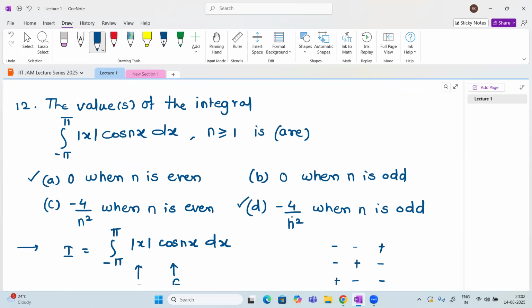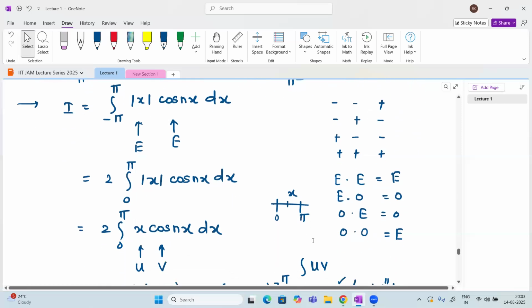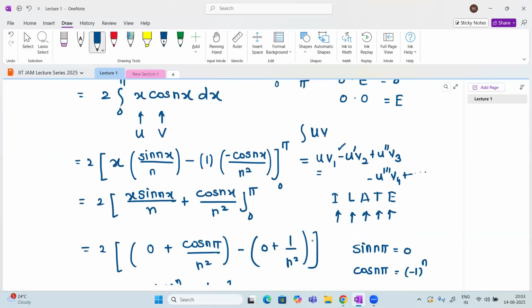Sir, please repeat in extent for ILATE. Okay. I stands for inverse trigonometric: sine inverse, cos inverse, tan inverse, sec inverse, cosec inverse, like that. Getting? Yes, sir. L stands for logarithmic.